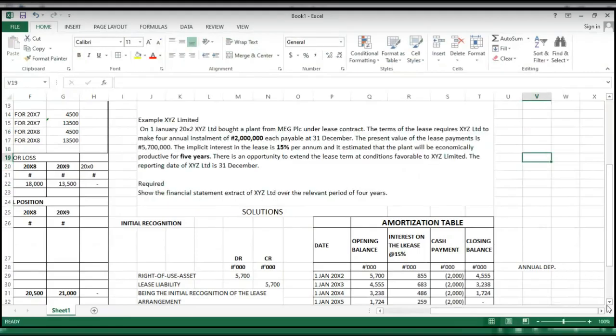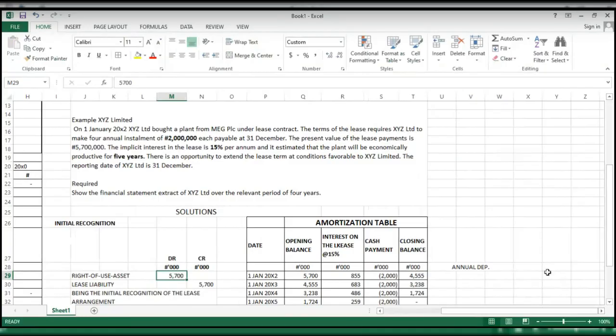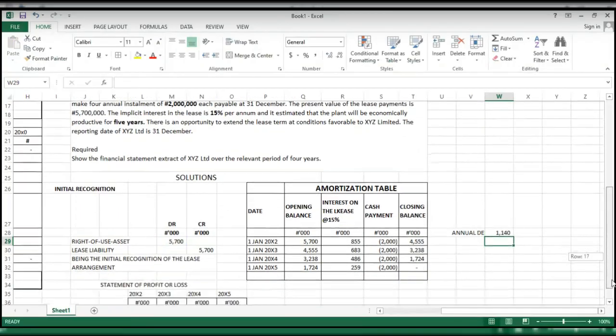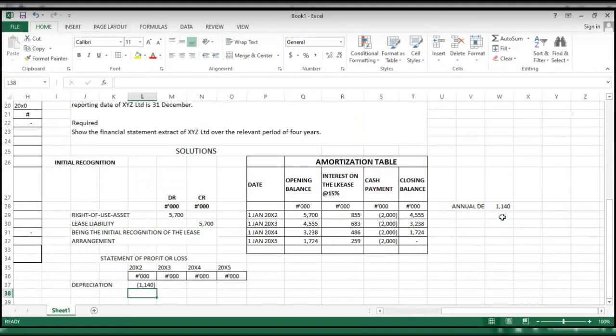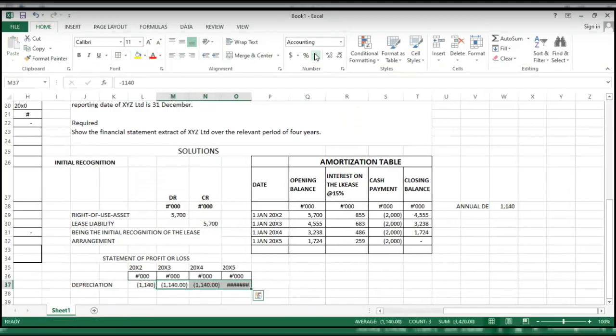So we have recognized the asset at how much? This amount. So annual depreciation is going to be this amount, the value of the asset, divided by 5. That's annual depreciation. So our annual depreciation is 1140. That will come every year. You can see the things that will go. These are the things that will go towards the balance sheet. That's why the profit or loss account. Depreciation charges will come to profit or loss accounts.